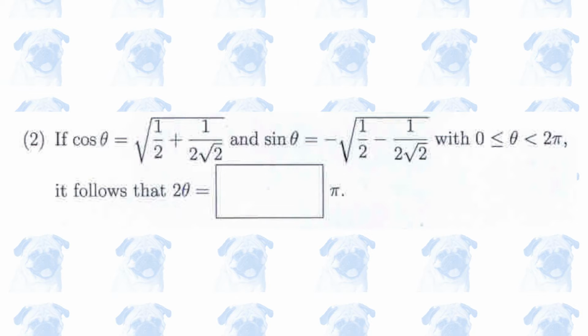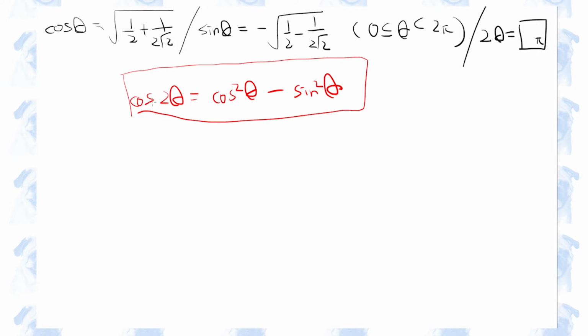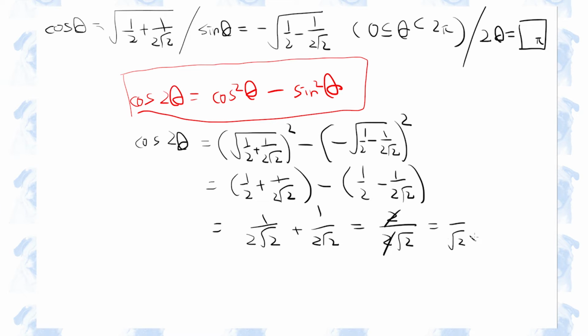Question number 2. In order to solve this problem, there's one trig identity that you need to know. Cosine 2 theta equals cosine theta squared minus sine theta squared. So let's substitute these values into this formula. So cosine 2 theta is equal to root 2 over 2.